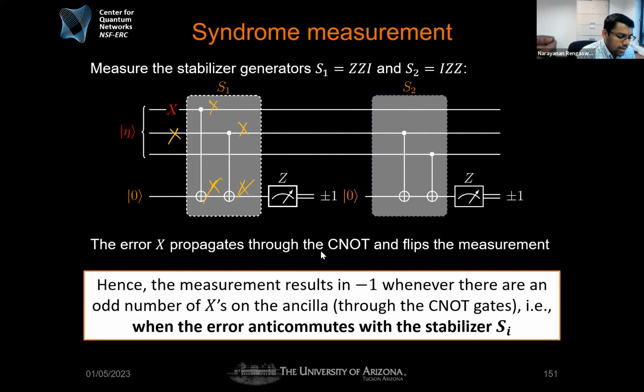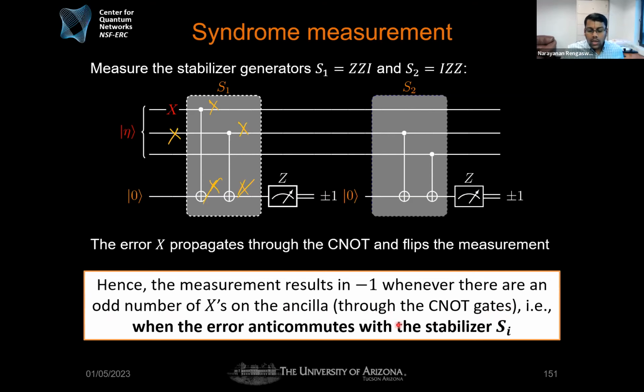And so you can only detect some of the errors, right? So that's what I've said here. The measurement results in -1 whenever there are an odd number of X's on the ancilla through the CNOTs, right? So if you have an even number of X's propagating through the ancillas, then they cancel, and you won't see that in the syndrome.